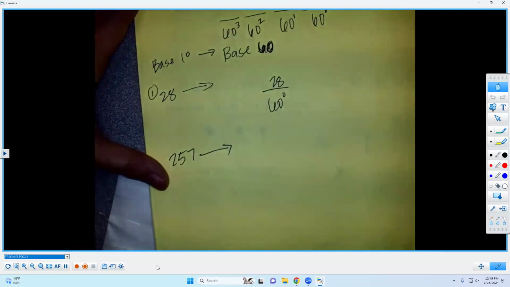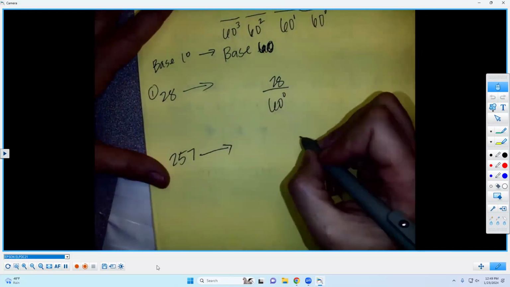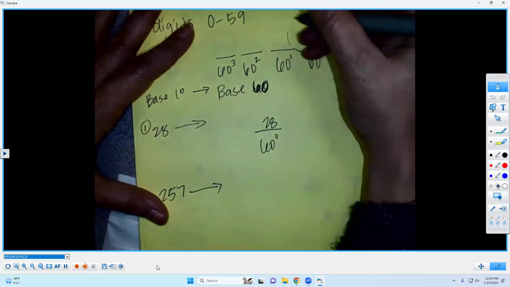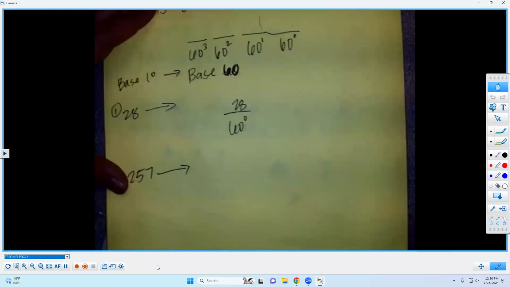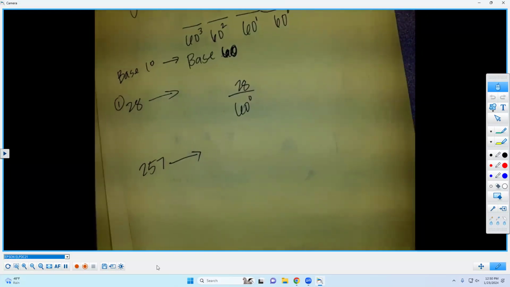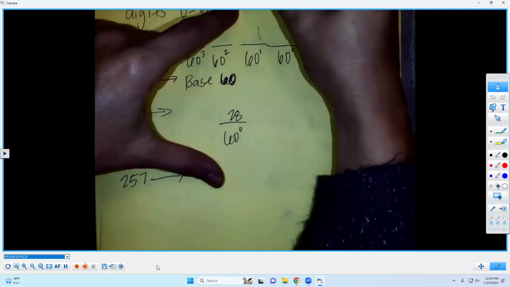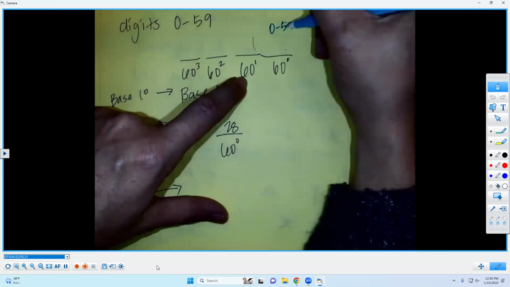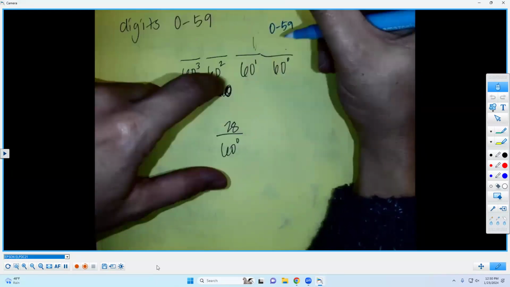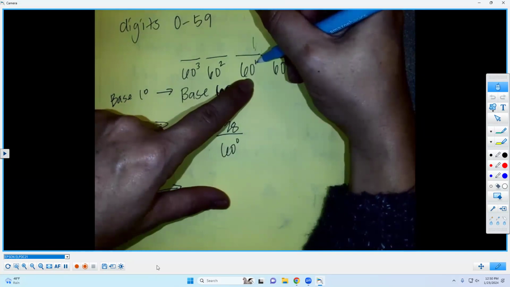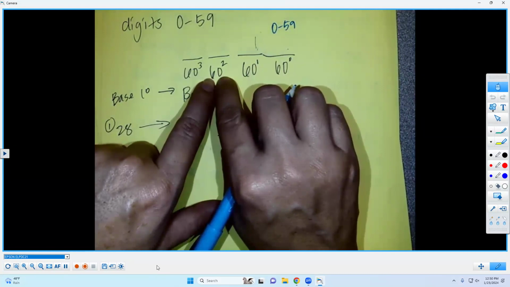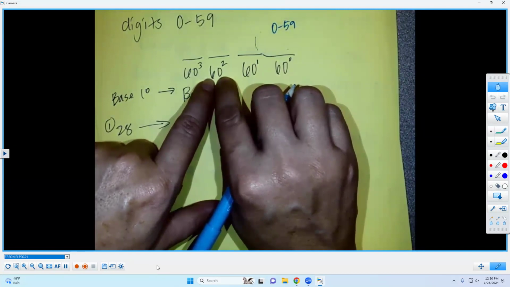If I wanted to write the number 257, this time, how many digits am I going to have in my answer? Like, how many place values? For it to fit in this first place value, this is numbers 0 through 59, like the ones place. This would be what we'd call our tens place. 60 to the first power is 60. To bump up to 60 to the second power, what is 60 times 60? 6 times 6 is 36, so 3,600.